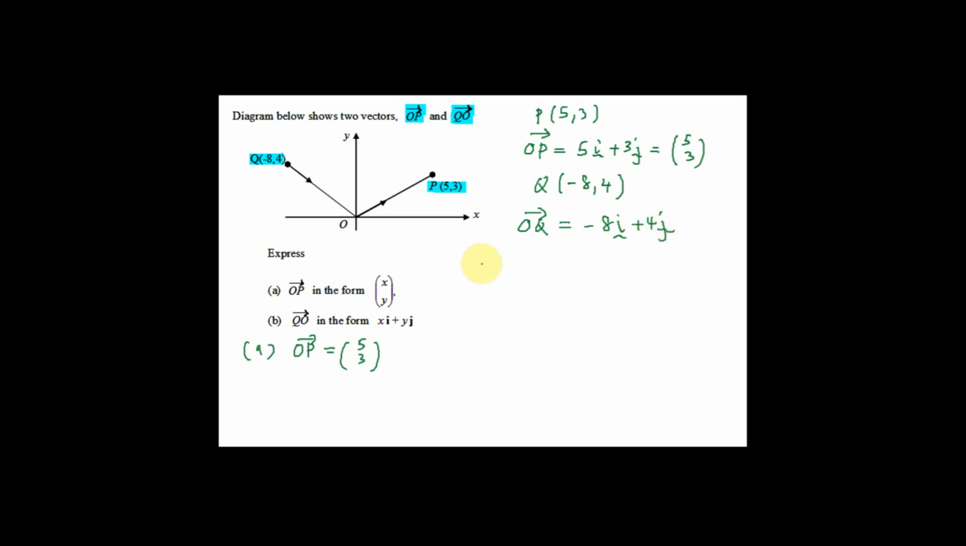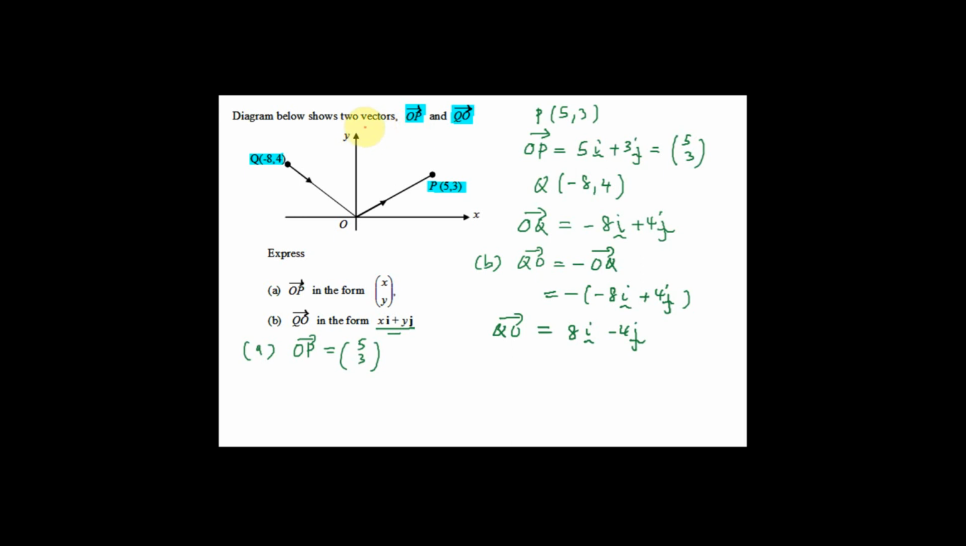Now look at part B. You have to find QO in the form of xi plus yj. So QO is the negative of OQ, which is the negative of negative 8i plus 4j. So your answer for QO is positive 8i minus 4j.